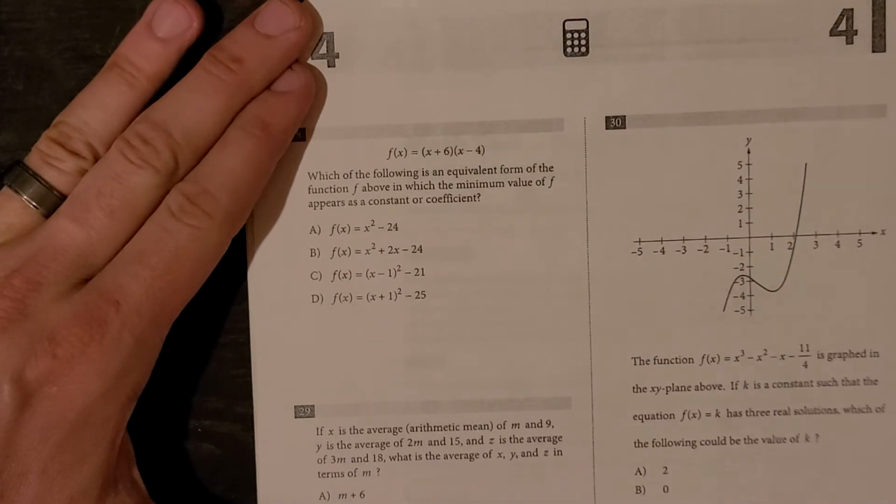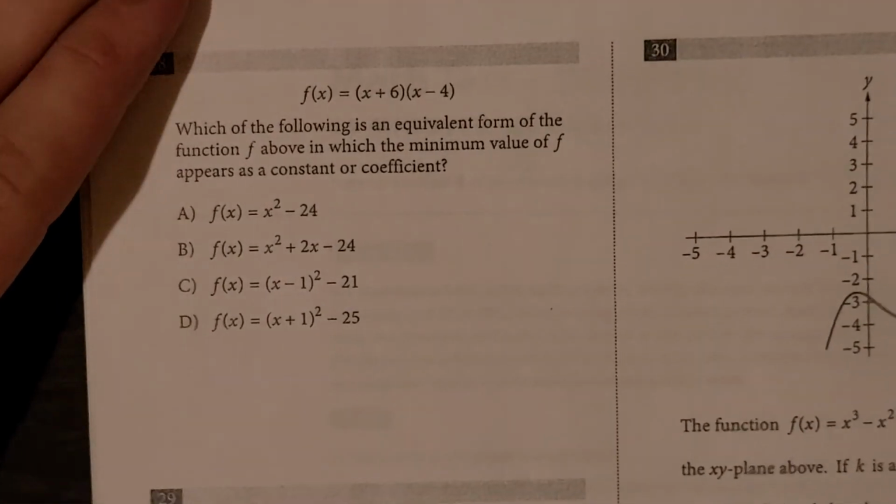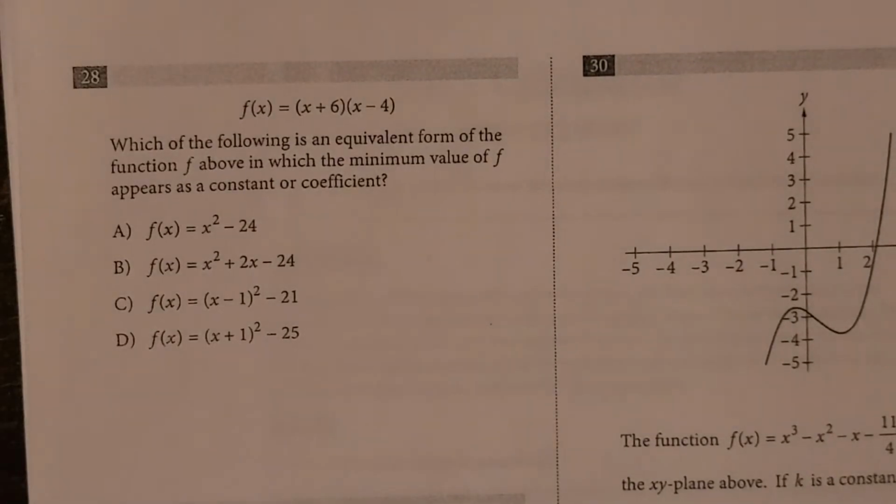All right, 28. This one was a little tricky. Which of the following is an equivalent form of the function f above, in which the minimum value of f appears as a constant or coefficient?